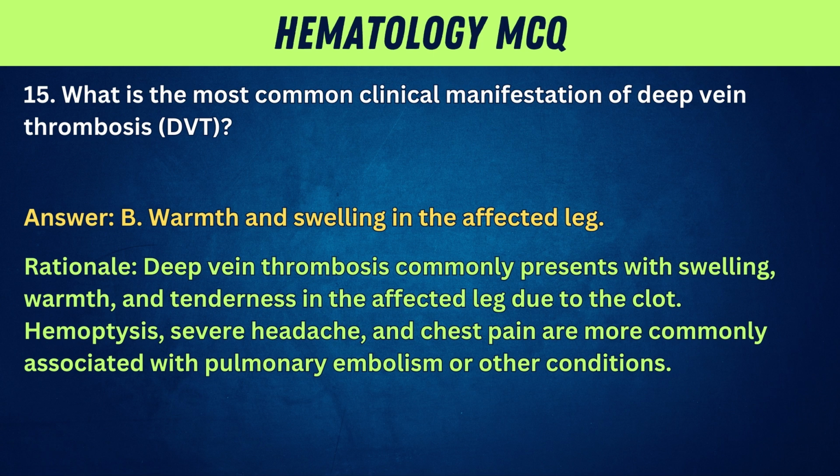Rationale. Deep vein thrombosis commonly presents with swelling, warmth, and tenderness in the affected leg due to the clot. Hemoptysis, severe headache, and chest pain are more commonly associated with pulmonary embolism or other conditions.